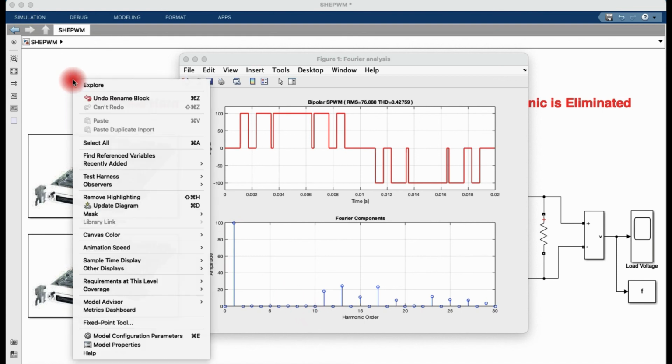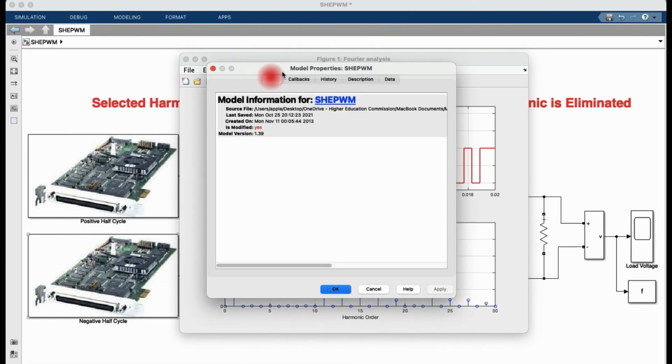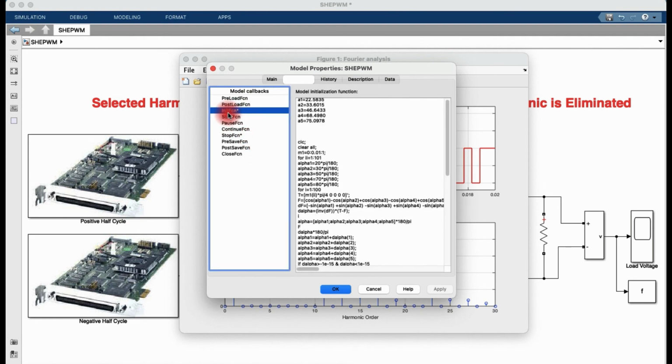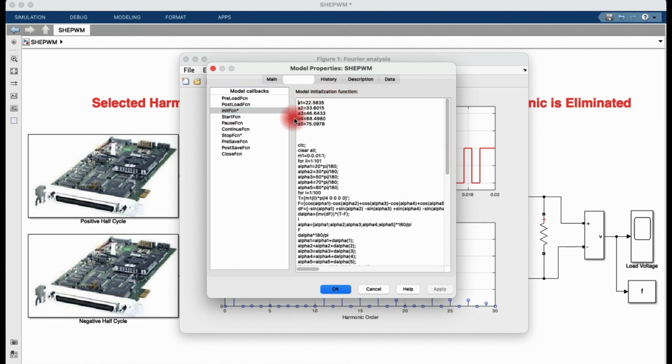So this is basically entered in the model properties. If you right click and go into the model properties, here you can see the callbacks. Callbacks may be used to initialize your functions or use your function at the end of the simulation. So here you can see the initialization function. In the initialization function, I have set up all of these values which we have calculated. So A1, A2, A3, and A4 are specified over here.